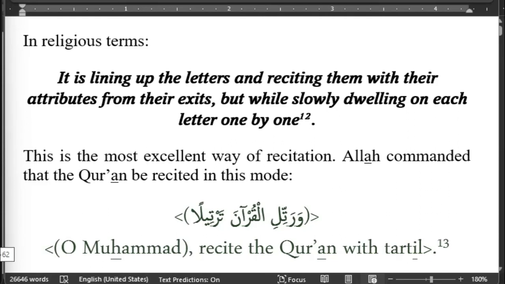And I have an example for you. I play it sometimes before our lessons. But here, Minshawi recites Surat Ghafir with Tartil. Let's take a minute or two just to hear how he recites.